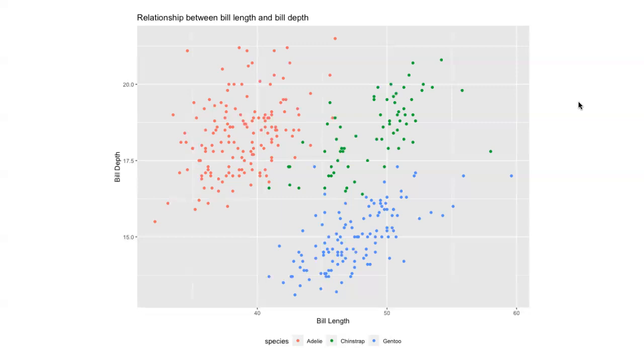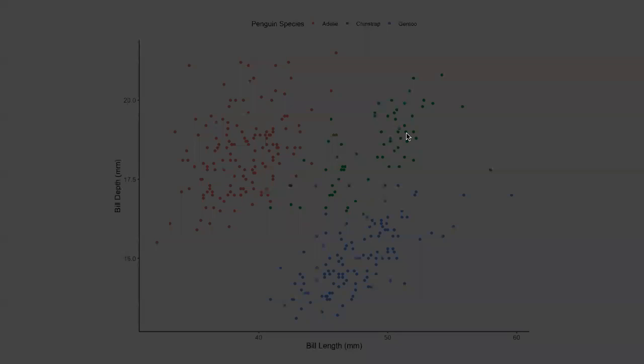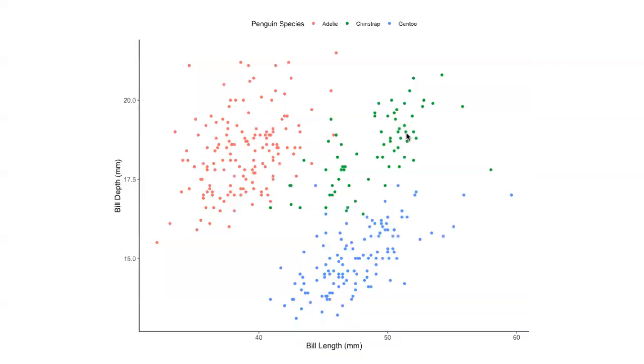Okay. What about this one? It was easier to kind of draw conclusions based on the species, just because it doesn't have anything extra. Okay. No grid is possibly easier to read. Yeah.